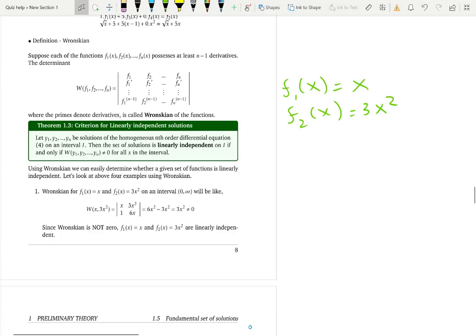We are going to learn about this concept called Wronskian. Now, why do we need Wronskian? Let's say you are given a set of solutions of a homogeneous differential equation. If you want to know whether these solutions are linearly independent or not, Wronskian can do that very easily. So let's learn how.